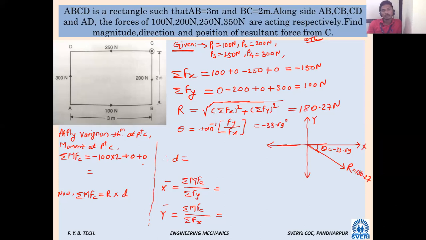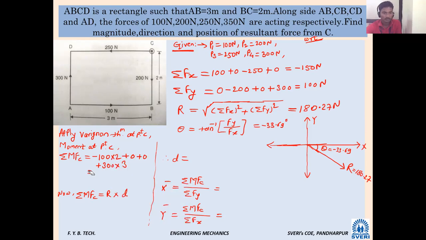Next, P4, 300 Newton force. What will be the moment due to the P4 force of 300 Newton at point C? You tell whether it will be positive or negative, clockwise or anti-clockwise. How will the object rotate? Clockwise. Then we are going to consider it as positive. So force is 300 Newton. And what is the perpendicular distance between that point and point C? 3 meter. Okay, so calculate it. How much is it?